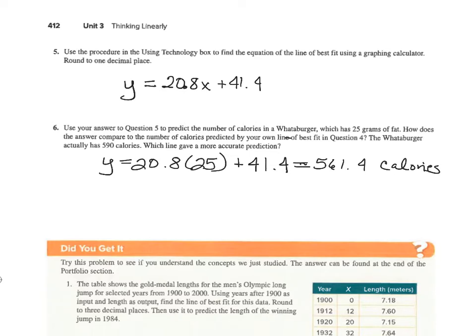So it says, how does the answer compare to the number of calories predicted by your own line of best fit in question 4? Well, we really didn't do that, so let's go on. The Whataburger actually has 590 calories, and it says which line gave us a more accurate prediction. Well, we didn't have the two lines, so it doesn't matter. So this is what our line of best fit told us, even though it actually was 590 calories. Remember, it's a line of best fit, not perfect fit.